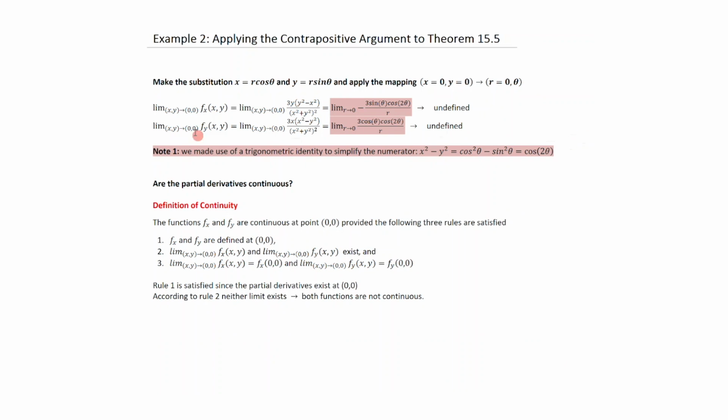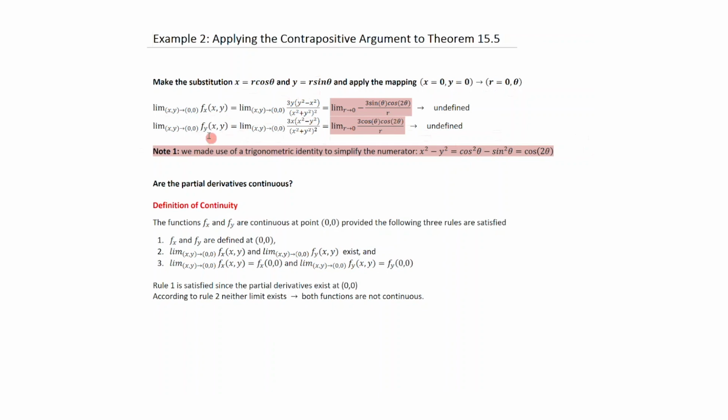The next thing we do is make the substitution x equals r cos theta and y equals r sin theta. Why is that? Because the denominator had x squared plus y squared, so let's try it and see if we get anywhere. We're applying the mapping, therefore, that x equals 0, y equals 0 transforms into r equals 0, and theta can be anything. So if we take the limit of fx, which is this, and make these substitutions in here, then we end up with this expression here, minus this, divided by r.